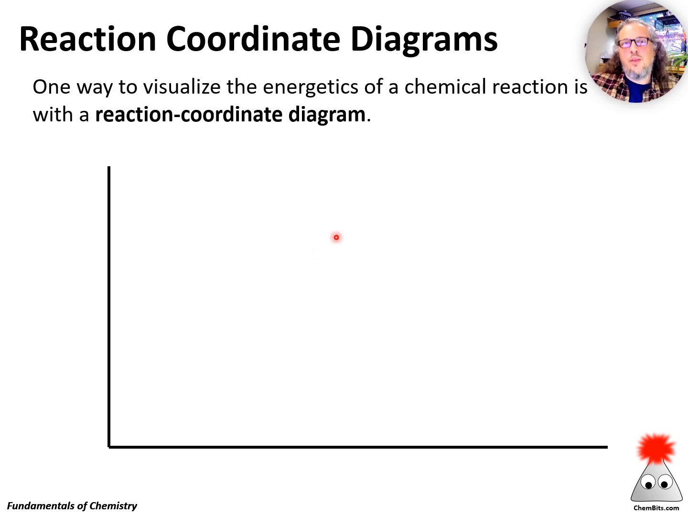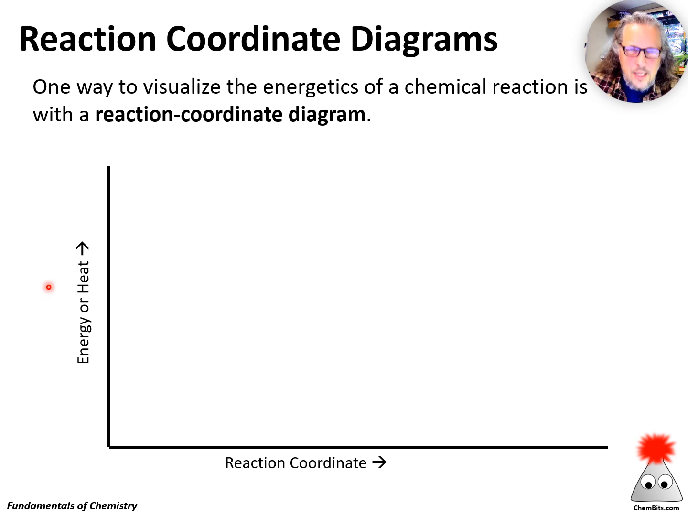One way we can look at this is graphically by using something called a reaction coordinate diagram. Let's just start with an axis set. And how are we going to label those axes? Well, the vertical axis here is energy or heat. We're going to talk specifically about heat when we talk about enthalpy, but this can be used for general energy description as well. And then the x-axis is our reaction coordinate.